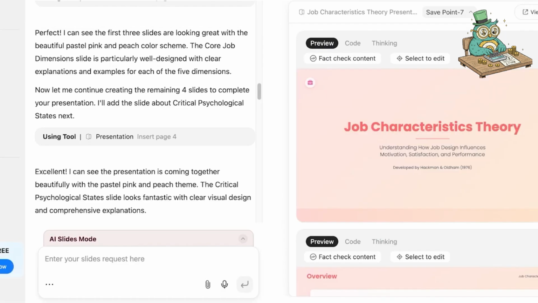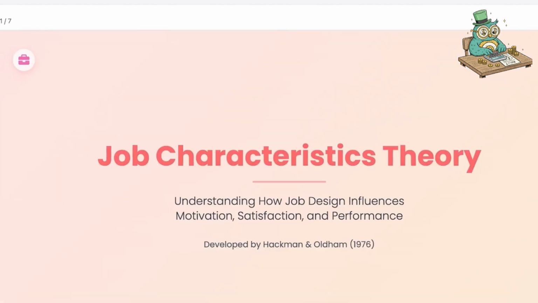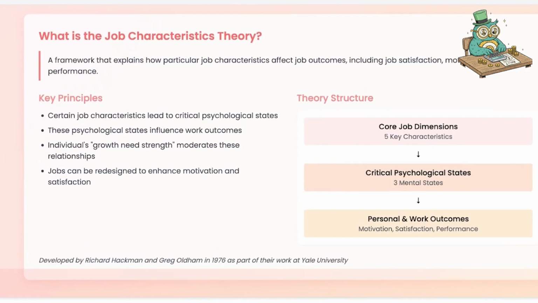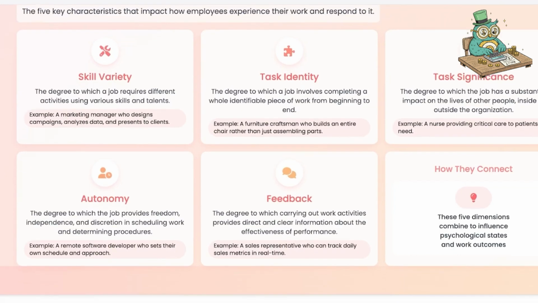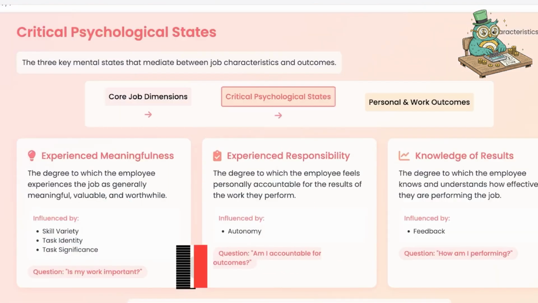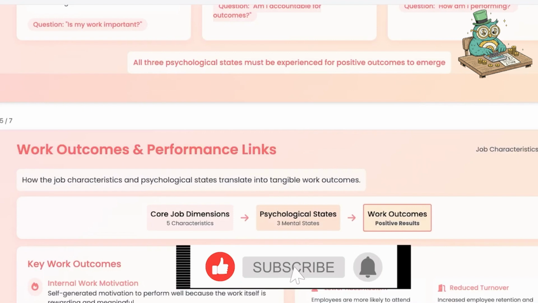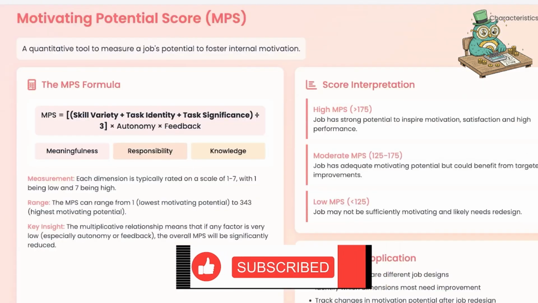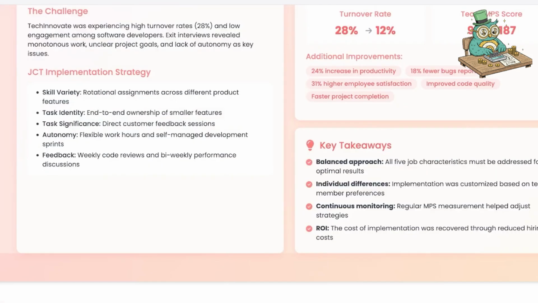And once you click on View and Export, you can view your slides. And you even have a short view over here, so you can get started with fact-checking your content and editing your content. But this is the full screen view, so this is our first slide. Then after that, this is our second slide. We have key principles, theory structure, then we have the core dimensions, then we have critical psychological states, then we have work outcomes, performance links, motivating potential score, real world application case studies.